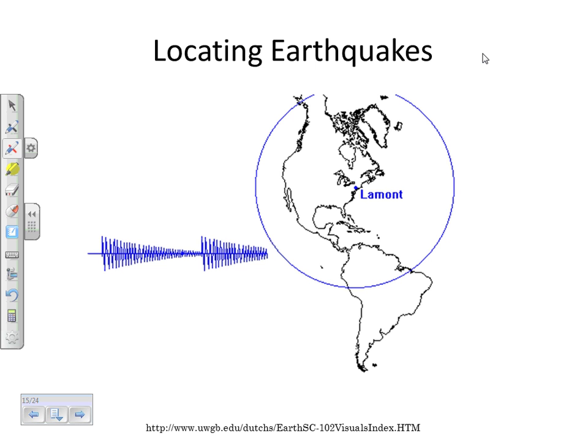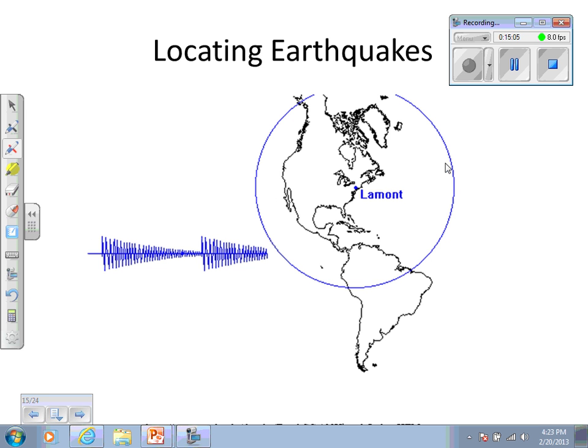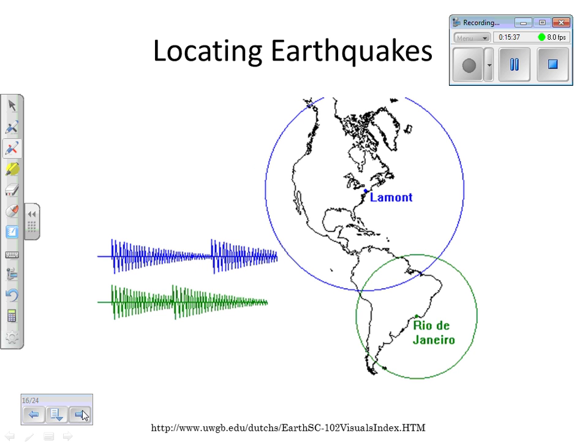So in looking at that, here is a seismograph station here in Lamont. I'm not sure what state that's in, but they calculated by looking at the difference in time between the two waves, they calculated that the earthquake is this many kilometers in radius from this seismograph station. Okay, and we'll have more details on how we do that tomorrow in class.